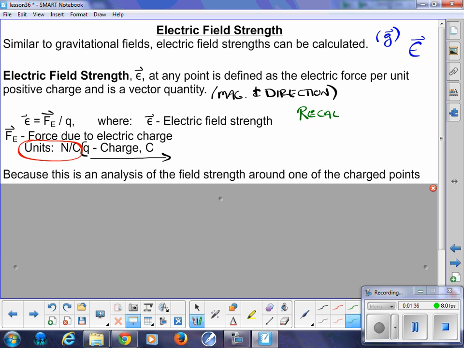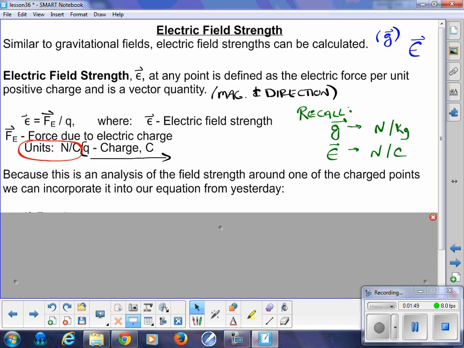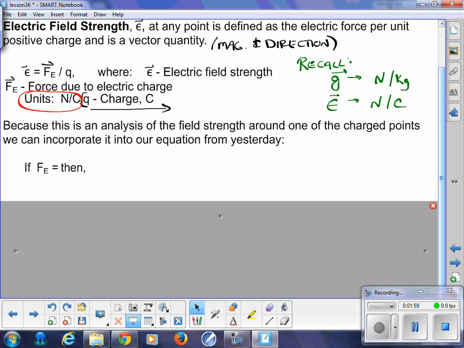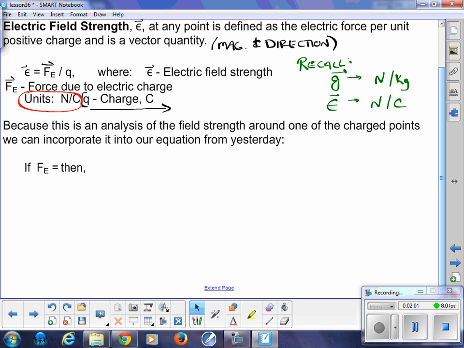If you recall, I'm going to compare it back to gravity. For g, gravity, the units were newtons per kilogram. Electric field strength is newtons per coulomb. So there are tons of parallels with gravitational forces. Because this is an analysis of field strength, we're looking around one of the charged points, so we can incorporate our equation from yesterday, which is Coulomb's law.